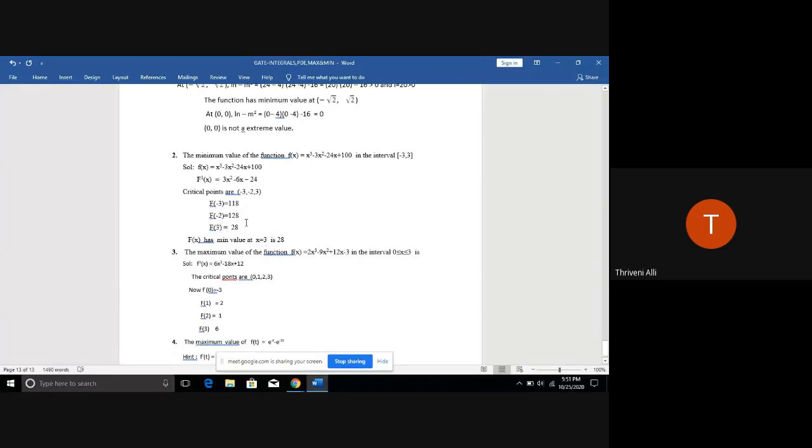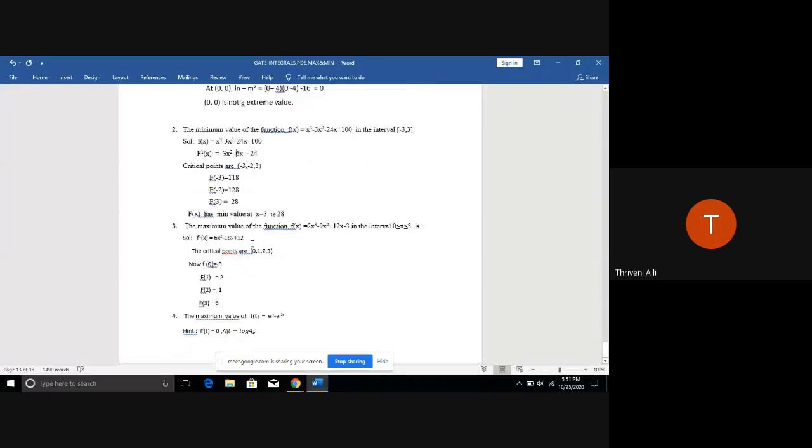So it is a single variable function. This question also is in the interval 0 less than or equal to x less than or equal to 3. So here we will find f dash of x, and the critical points are 0, 1, 2, 3, the limits, since they mention the interval. So we get the maximum value. Here the maximum value is f of 3 equal to.